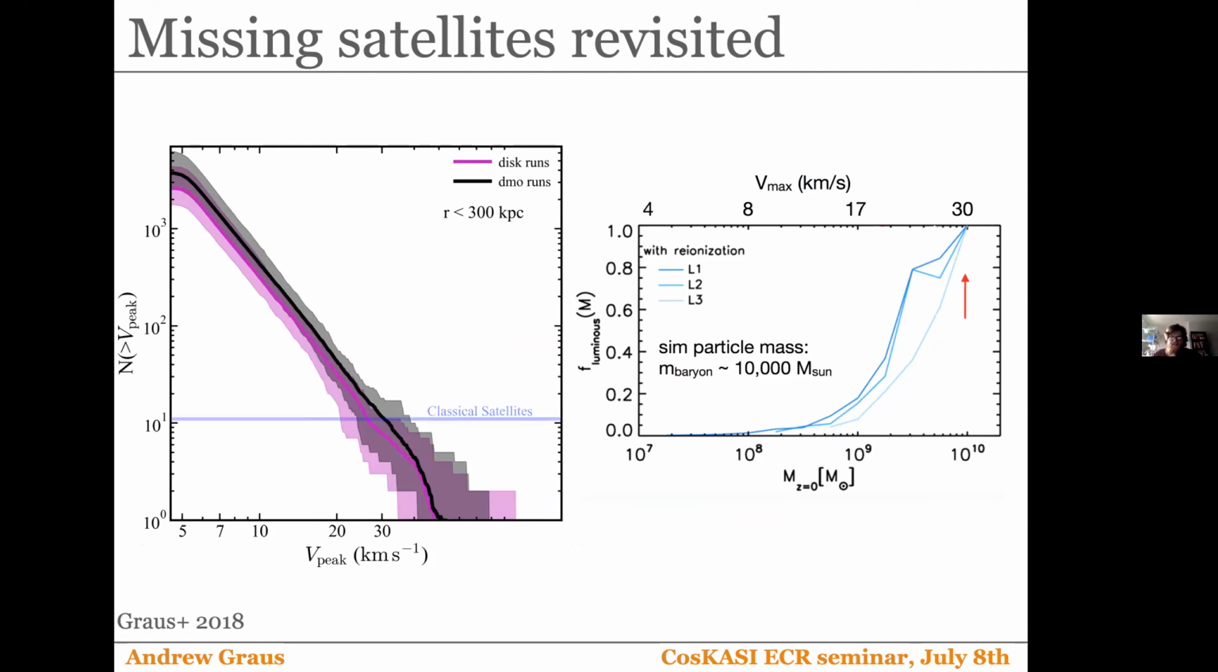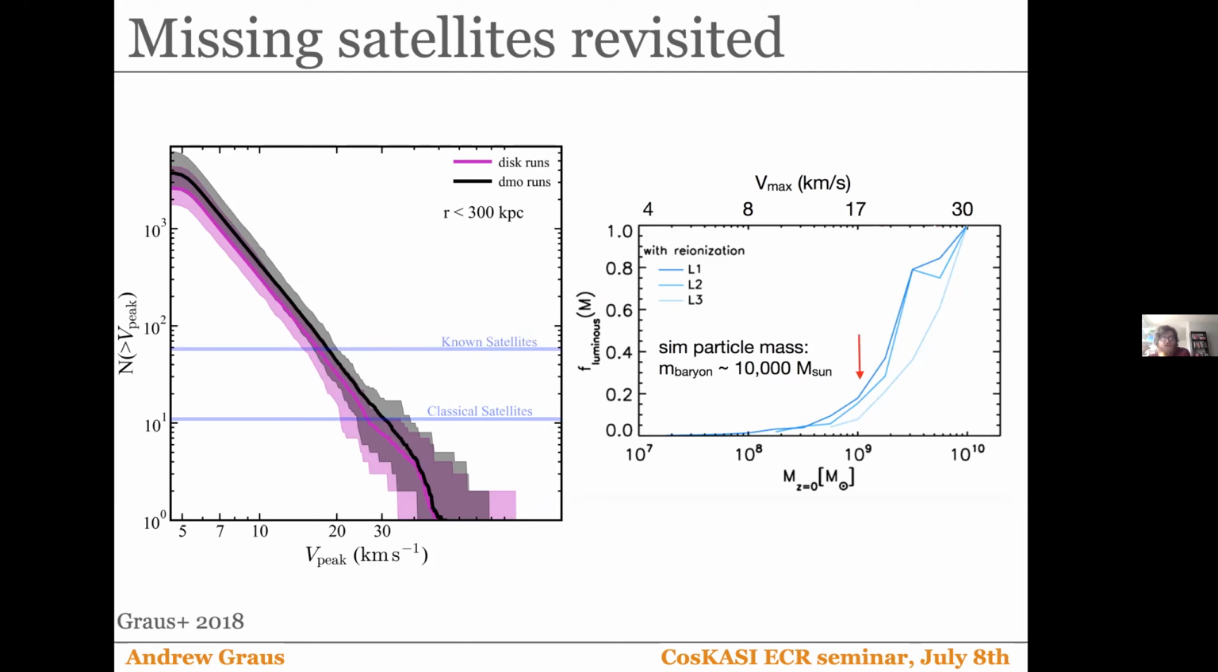If we look at the systems around 30 kilometers per second, that's where you would expect to be unaffected by reionization. These are the classical satellites of the Milky Way. According to the plot on the left, there should be about 10 or so, which is exactly what we see. We see about 10 satellites that we call the classical satellites that didn't get disrupted by reionization. They formed stars basically until they were accreted by the Milky Way. And some, like the Magellanic Clouds, are still forming stars today.